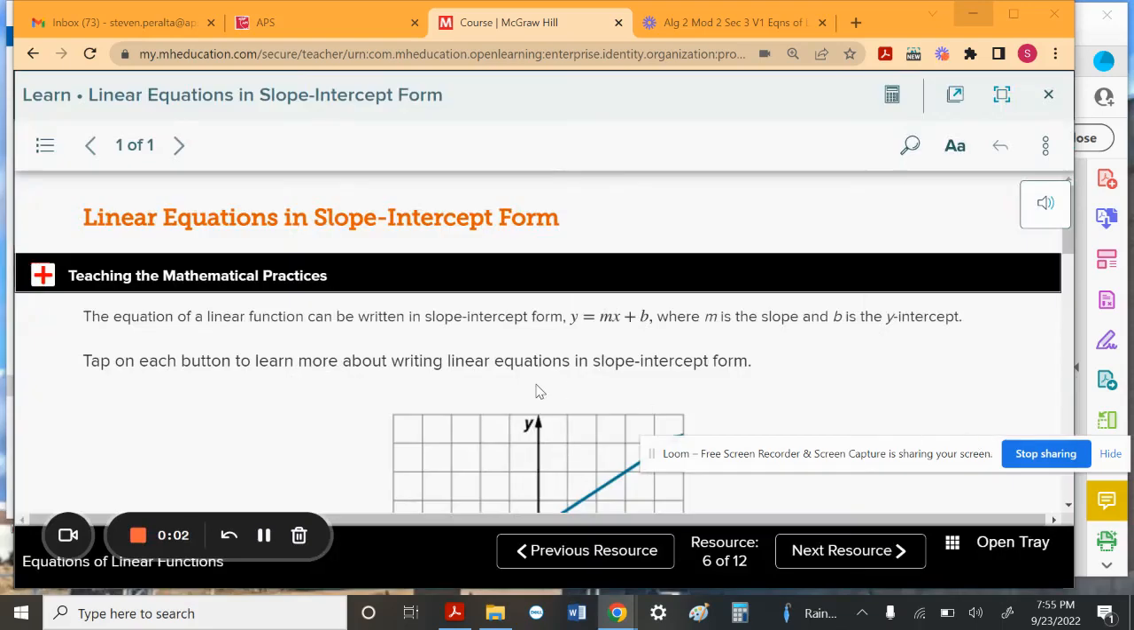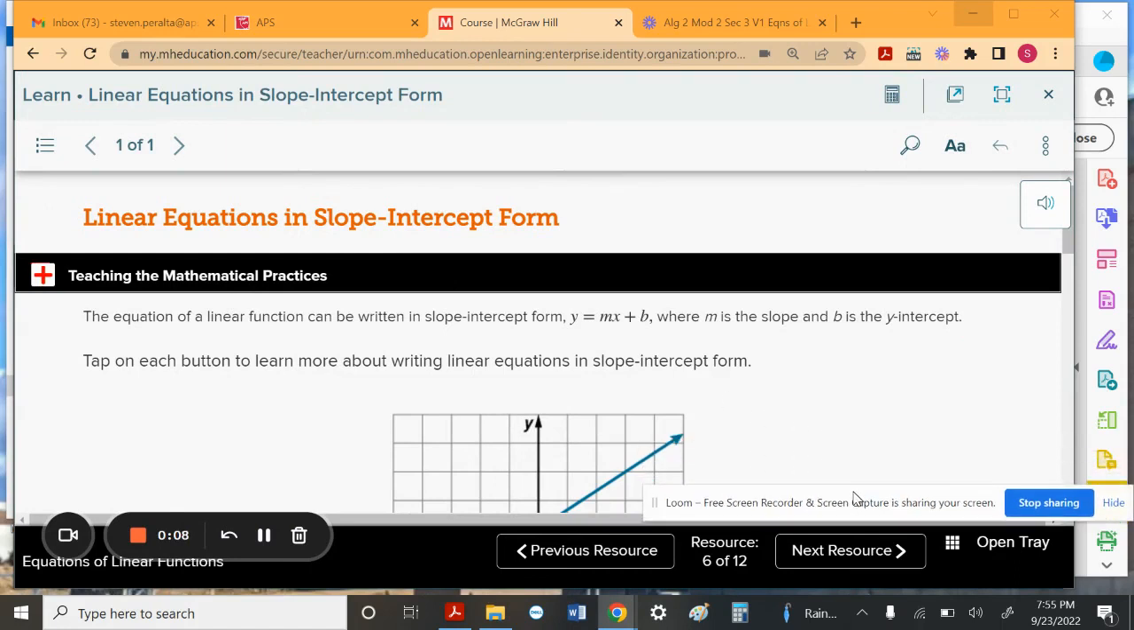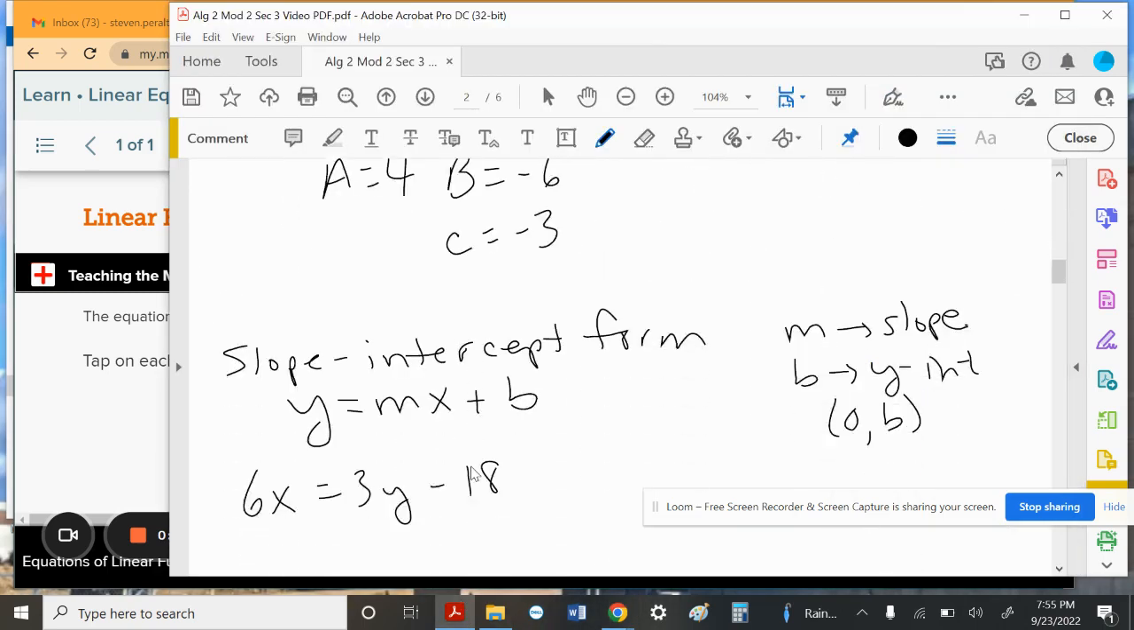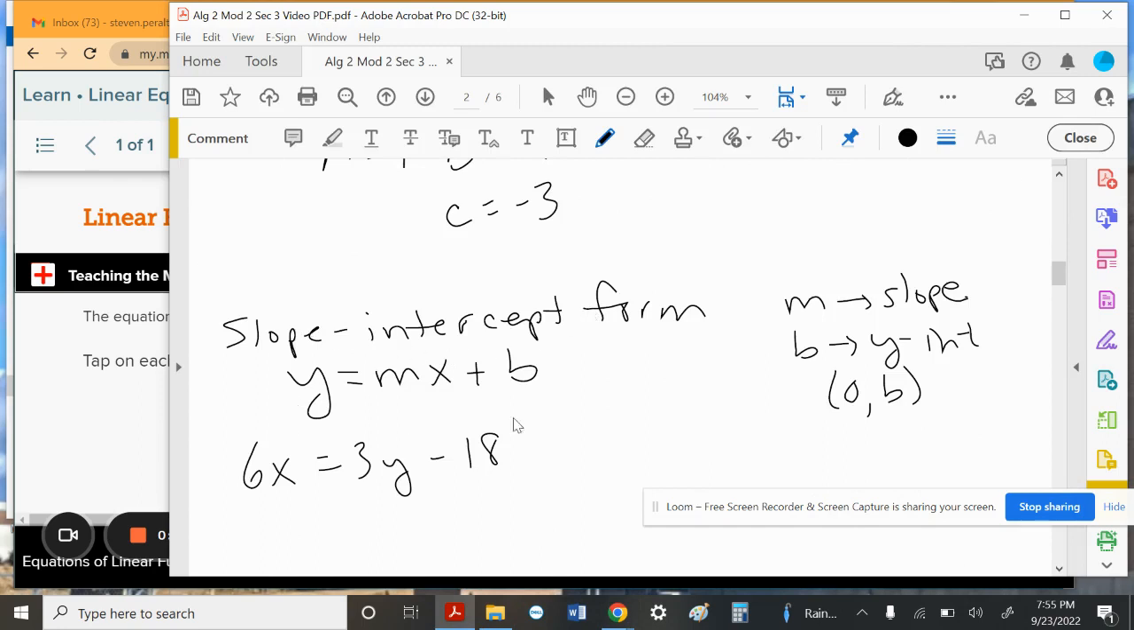Okay, so now we're going to look at linear equations in slope-intercept form. When we're looking at those, we're going to look at that y equals mx plus b form. So slope-intercept form is y equals mx plus b, where m is the slope, b is the y-intercept, and this is how we write the y-intercept out, which is (0, b). x is always 0 at the y-intercept.